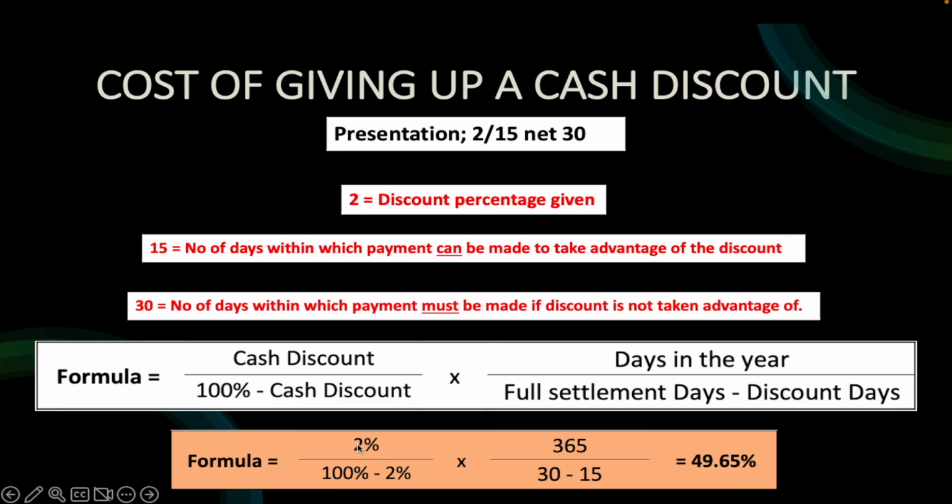Now, if you want to make sense of this, remember, we are trying to see how much the cash discount is of the real amount we would pay if we take advantage of the cash discount. And then we multiply that by the days in the year divided by the full settlement days minus the discount days. Now, if you think of this mathematically, we're trying to see, if we forgo this discount throughout the year, how much is the implicit interest rate that we will be foregoing, and what is that cost? Well, we will be foregoing an interest rate equivalent to 49.65%.